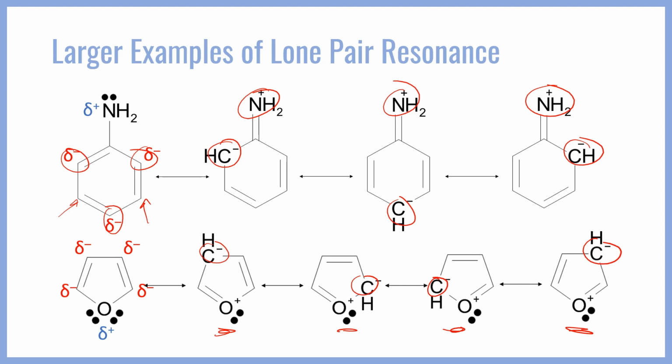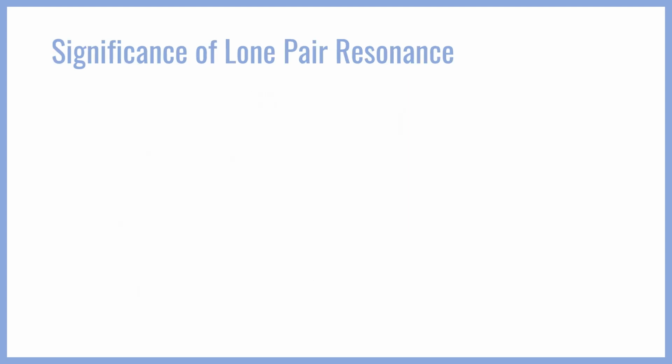So when a heteroatom, a donor atom like nitrogen or oxygen, donates its lone pair into a pi system, it is going to force partial negative charges onto nearby carbons or nearby other heteroatoms, and itself adopt a partial positive charge. So rather quickly, I want to look at the significance of lone pair resonance, why it's unique compared to typical double bond resonance that you see just between carbons.